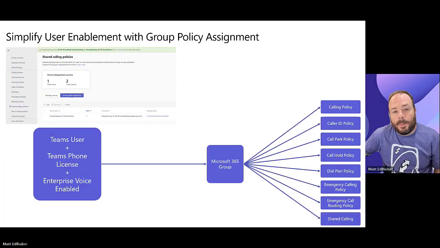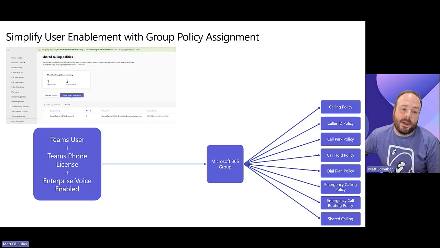So I do think this is the piece that really helps organizations streamline the deployment of this. And really it starts with a single group. So you create a Microsoft 365 group. We're going to assign all of our relevant Teams phone policies to that group. And then essentially once we have a Teams phone user, make sure they're licensed, enterprise voice enabled, and then all you have to do is drop them in the group and they basically pick up all the configs. So that really helps streamline all of that.